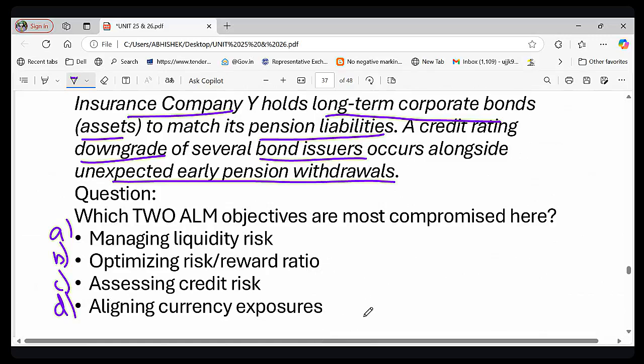So, managing liquidity risk. Here more than one option will be correct in this question, because two ALM objectives are given, right? It could be A and B, B and C, C and D, A and C, something like that. Can you think about which two ALM objectives are most compromised? Let me explain what happened in this particular case.